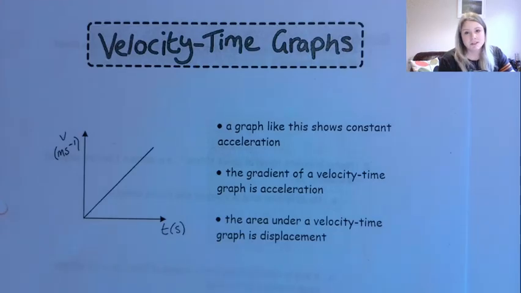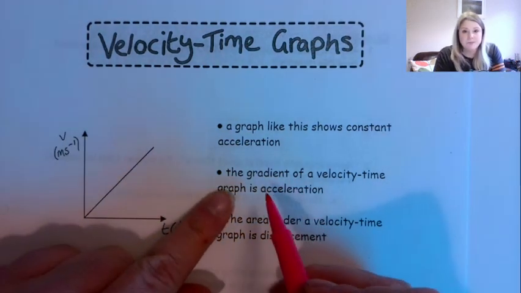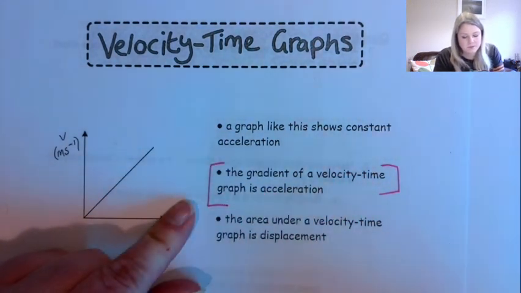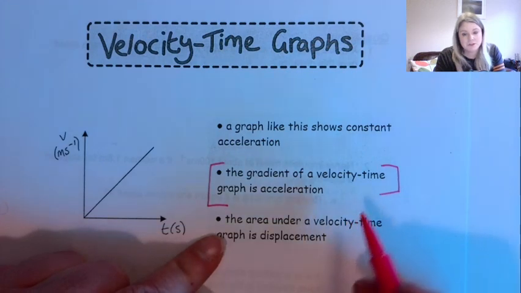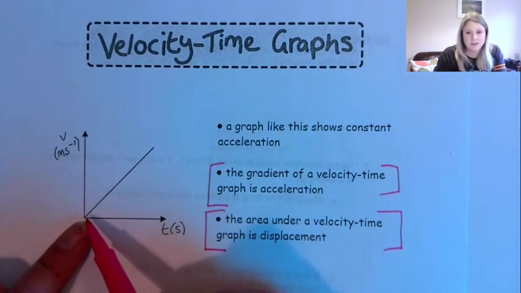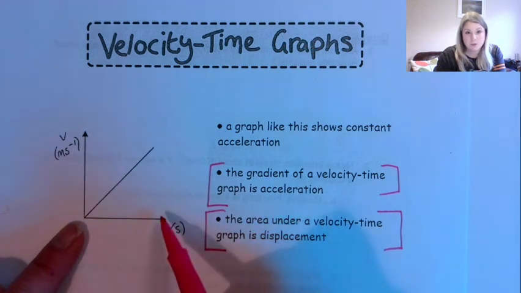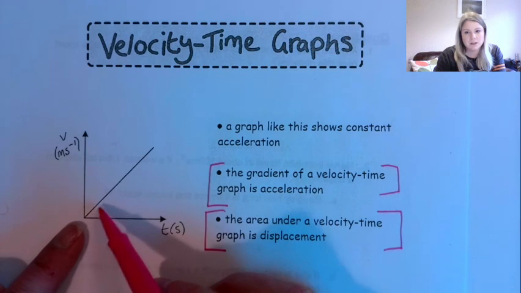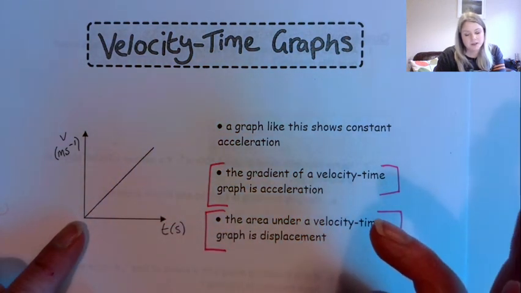Okay, page 132 then, velocity time graphs. A couple of rules that we need to learn about that. First one is that the gradient of a velocity time graph gives us the acceleration, and the area under a velocity time graph gives us the displacement. So something like this, where as time goes on, the velocity is increasing uniformly, would be a constant acceleration.